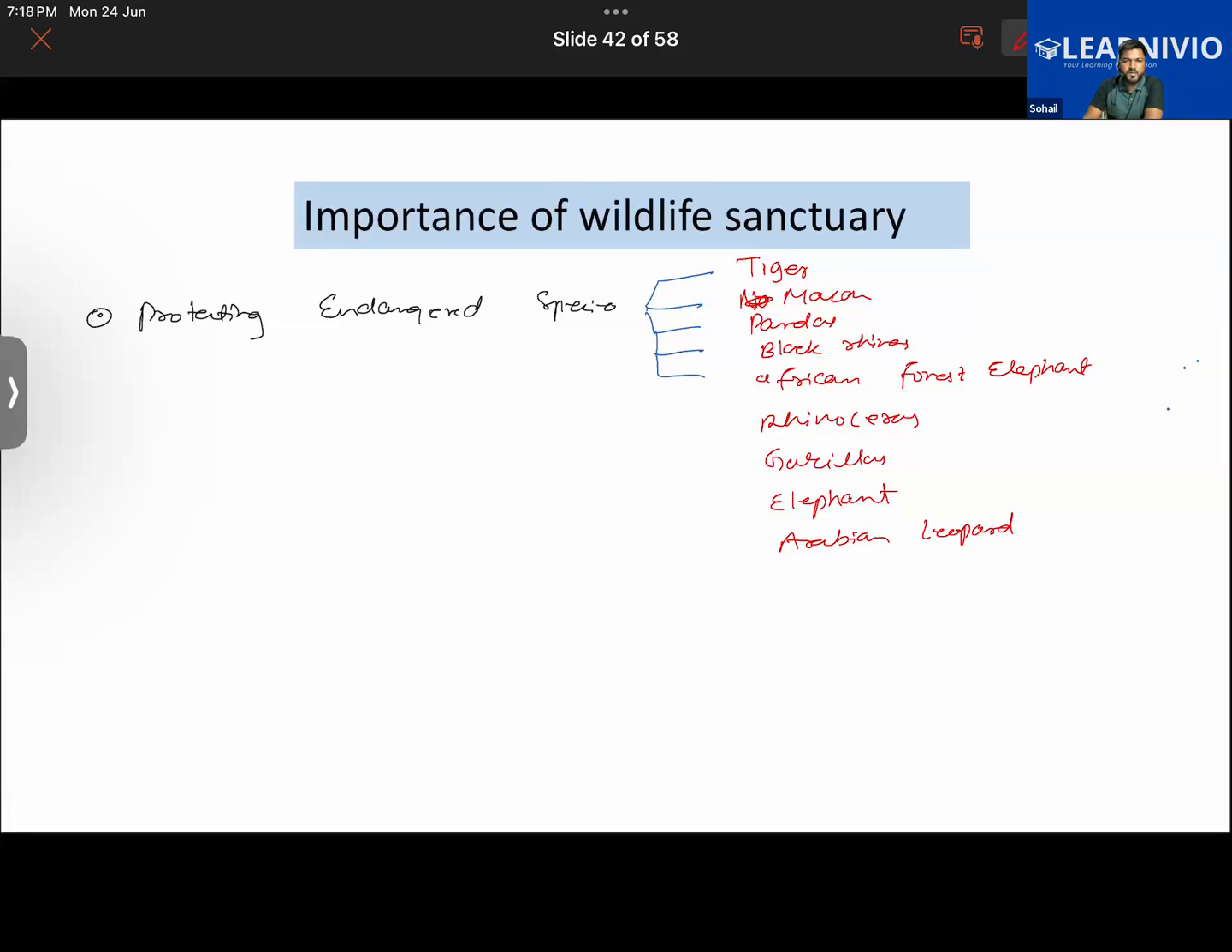Then what about turtles? Many species of turtles are endangered, so we can count them also. Particular species of them, not all of them. But most of the species are classified as endangered, because tortoises are killed and slaughtered for their meat, for their skin, for their shells.